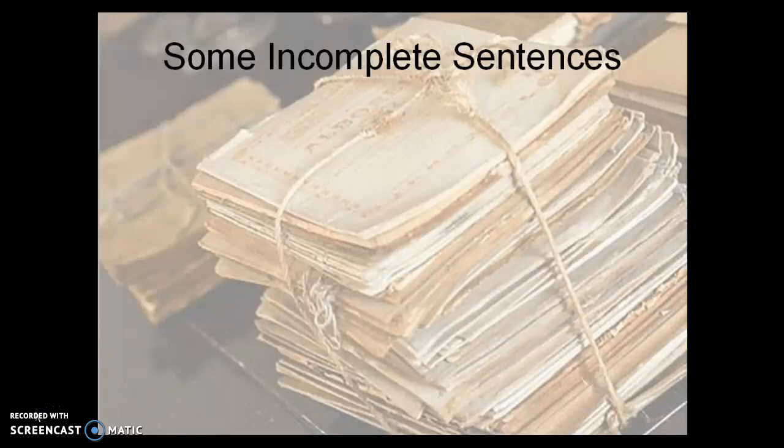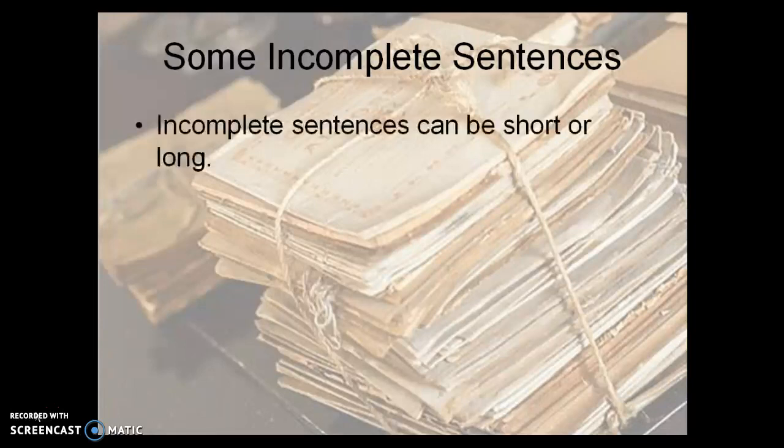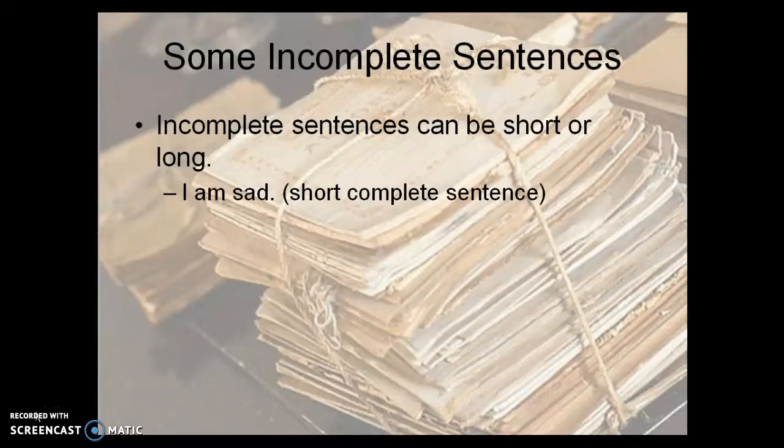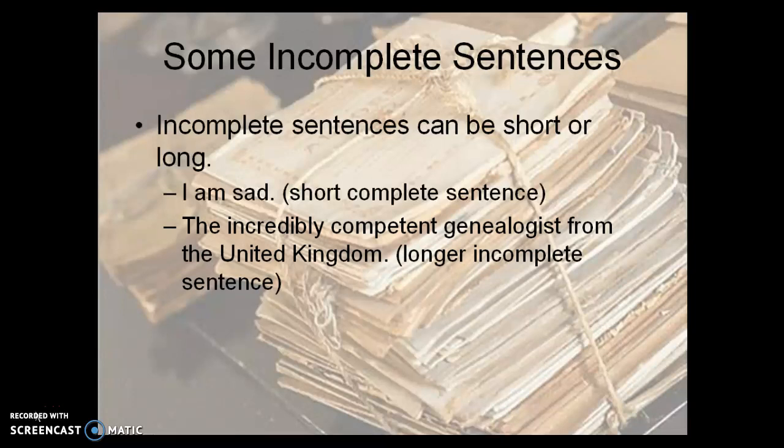So I want to give you some examples of incomplete sentences so you can understand what we're looking not to do first. Incomplete sentences can be short or long. Just because it's long doesn't mean it's a complete sentence. For example, "I am sad" is a short, complete sentence. I is the subject, am is the verb. Sad is actually a predicate adjective that describes the subject of the sentence.